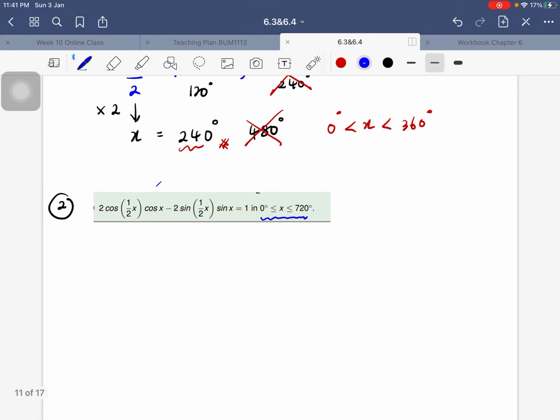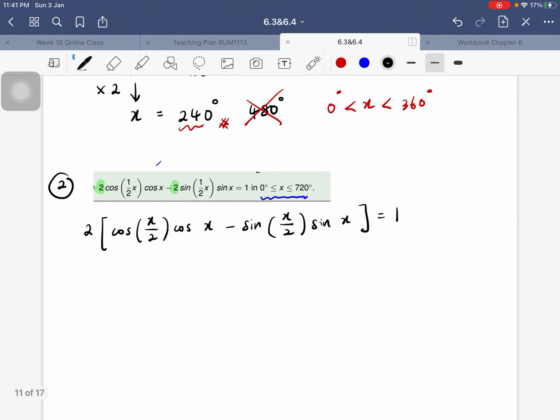Okay, first of all, I am interested in the fact that we have a constant 2 at the front of both of these, so I'm going to factor them out, because I don't want them in the equation. So I'm going to have 2, and here I'm going to have cos of x over 2 cos x, and then minus sine of x over 2 sine x, and that is going to equal 1. Again, let me rearrange this. I'm going to put 2 to the other side. So I'll end up with cos of x over 2 cos x minus sine of x over 2 sine x, and this is going to equal half, 1 over 2.